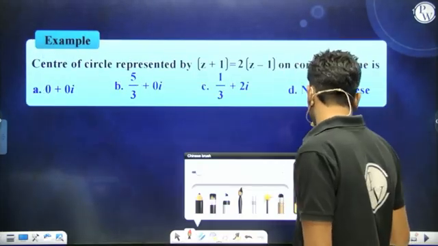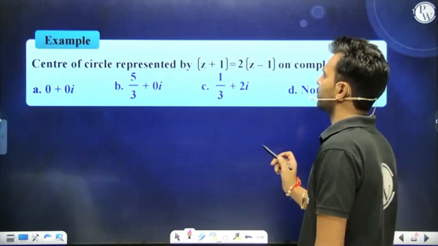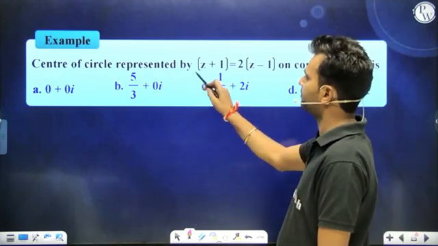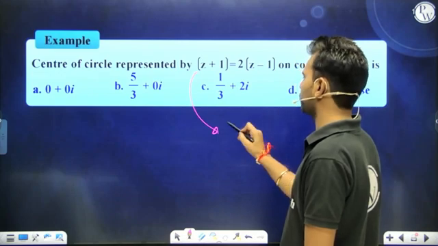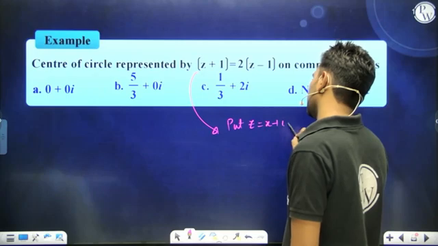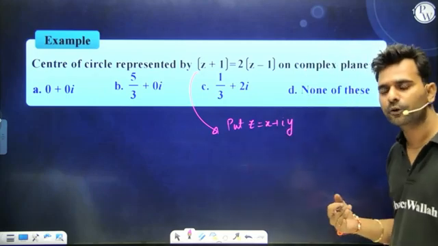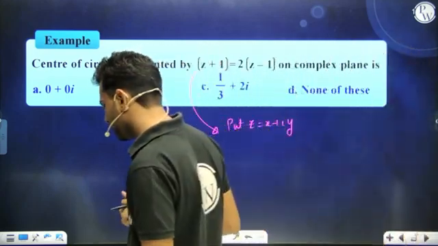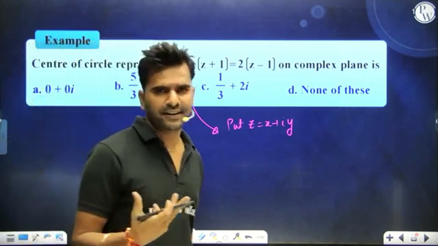Okay, center of the circle represented by this. I think you can solve it quite comfortably. There has to be no issue at all. You can do it like this: put z equal to x plus iy. One method is that. If you do it by that method, you will have an equation in terms of x and y. So from there also you can find the center and radius.